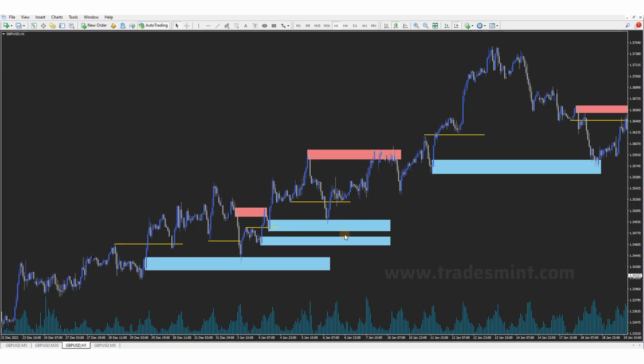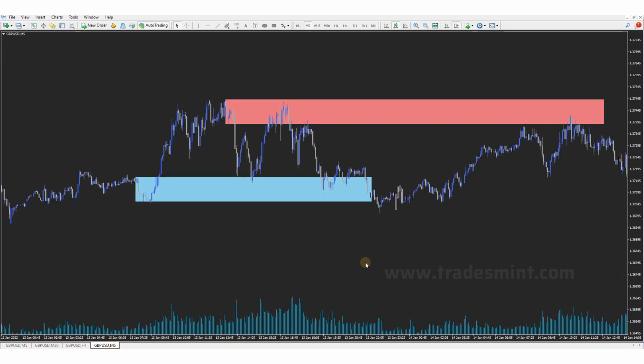So this is how I'm drawing the zones on higher time frames, with the candle which caused the move and also the broken previous high or low. I'm drawing the zones a bit differently on the lower time frames such as M5 and M1. I'll just show you the M5 to not make this lesson too long.